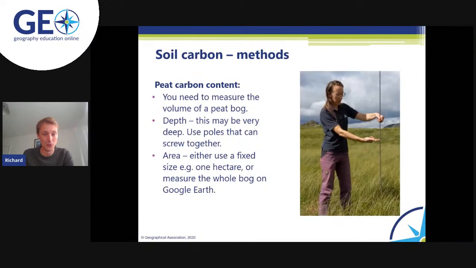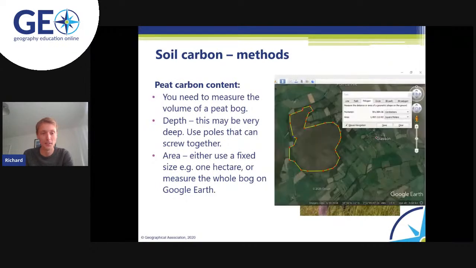Easiest way to do that is to measure it remotely, so using Google Earth to work out how big it is. So in this example here, I've got a bog that is 1.5 million square meters. That's a particularly big one. You probably want to do things on a maybe slightly smaller scale than that. But that's a really simple way to work out how big your bog is.